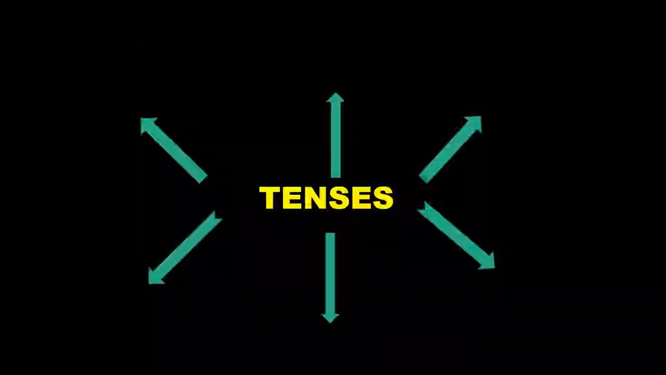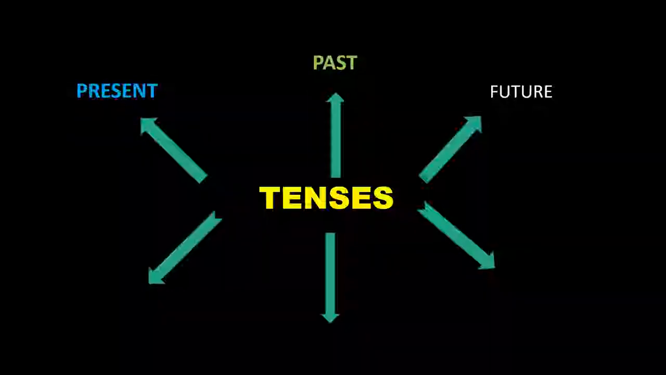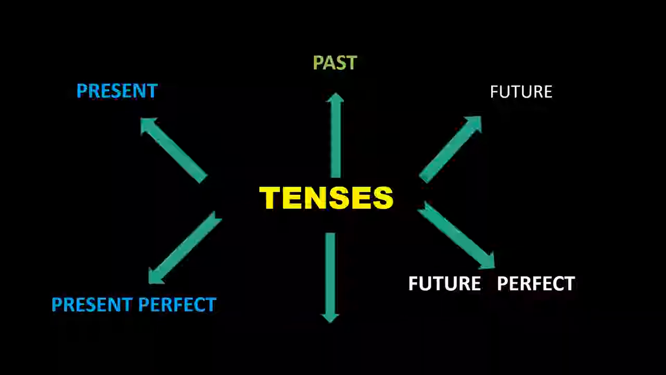In a very simplified manner, let's understand tenses. Present tense, past tense, future tense. Present perfect tense, past perfect tense and future perfect tense. So that's all we have in German. Not present continuous or past continuous or future continuous or present perfect continuous. We do not have those tenses. So, what a relief for you guys and for us as well.